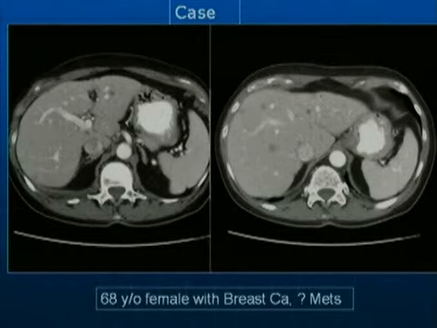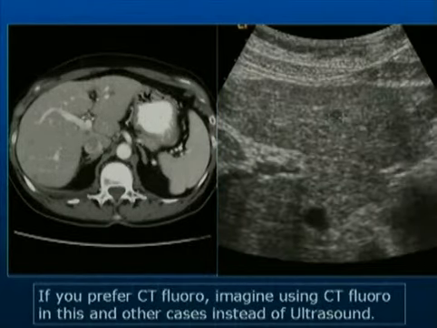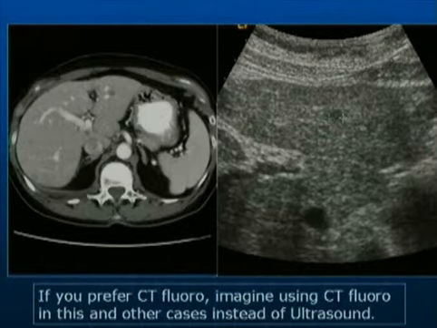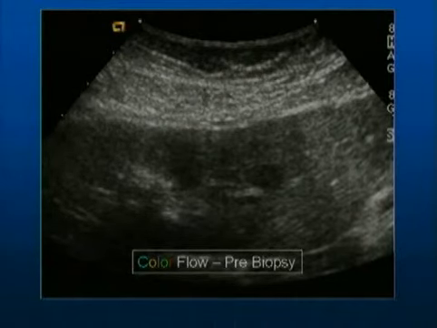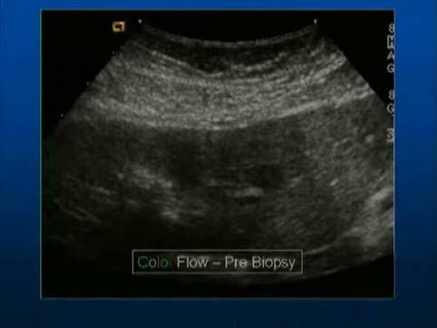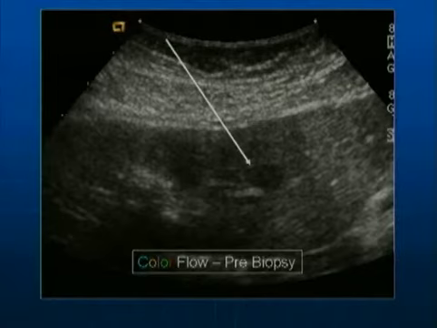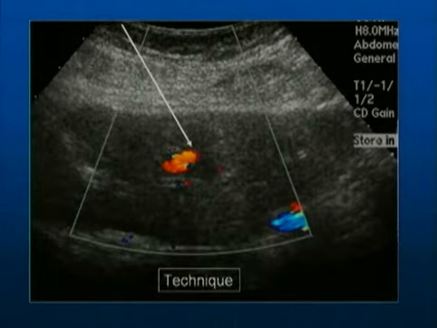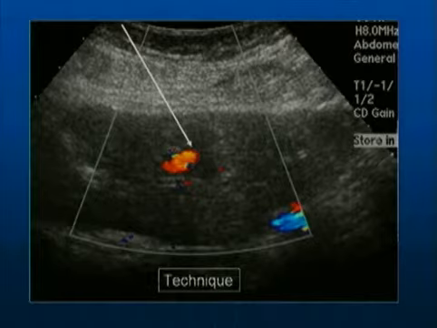68-year-old female with breast cancer, question Mets. In this case, you can see that there's a very small lesion in the left lobe of the liver. There's a couple of them. We could see these under ultrasound as we see here, but these are less than 1 centimeter. In each of these cases, imagine you could do them under CT fluoro, but it may be very difficult to see. And in this case, I'm going to do this under ultrasound. Again, color flow pre-biopsy. That's about my biopsy path. But with color flow, I see the portal vein would be in the way.